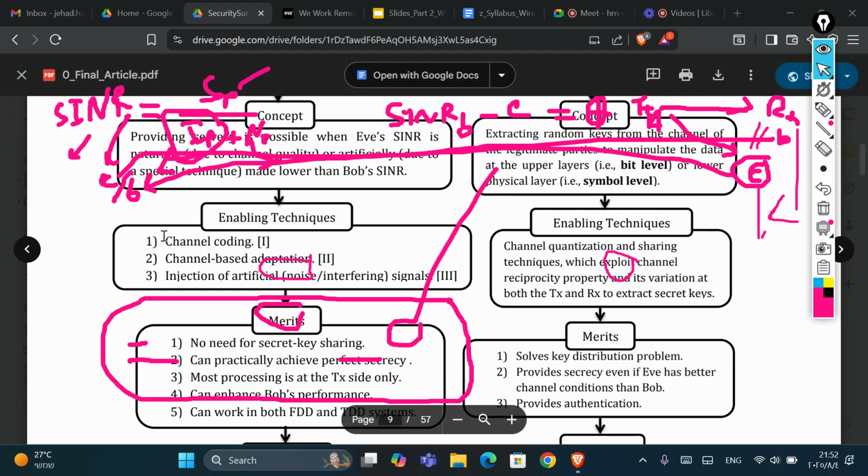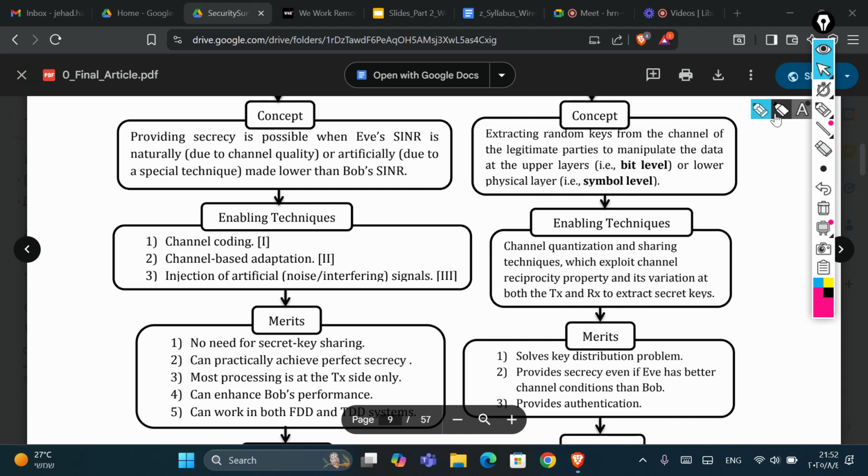We have the first technique called channel coding. The second technique is called channel-based adaptation. And the third is injection of artificial noise and interfering signals.